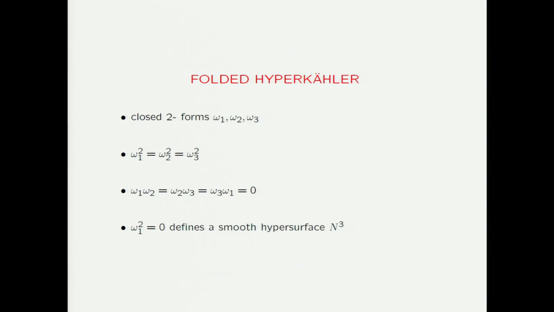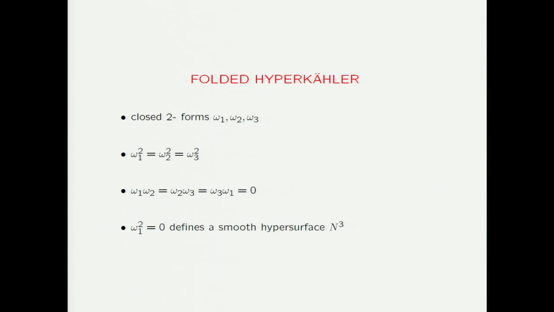So obviously, if you want one of these symplectic forms to be folded, then it vanishes on some hypersurface. Well, the square of it vanishes on some hypersurface, but these relations tell you that all three symplectic forms also vanish on that same hypersurface.